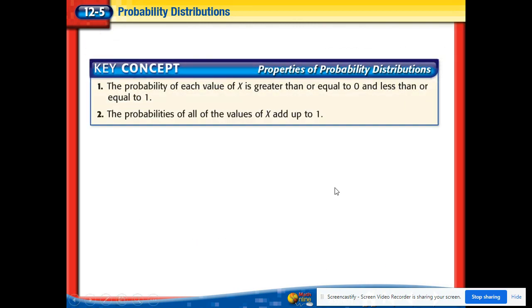So let's talk about a probability distribution. There's 2 rules. The probability of each value is greater than or equal to 0, and less than or equal to 1. So it's between 0 and 1. There's no negatives, and they're all decimals. The probabilities of all of them have to add up to be 1, though. We have to have 100%. So those are the 2 rules in order for us to have a probability distribution.